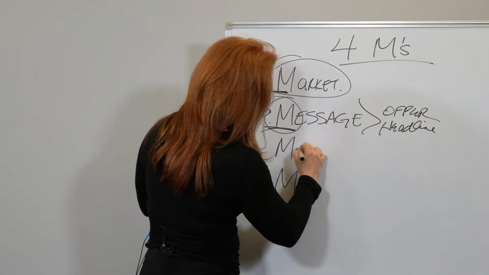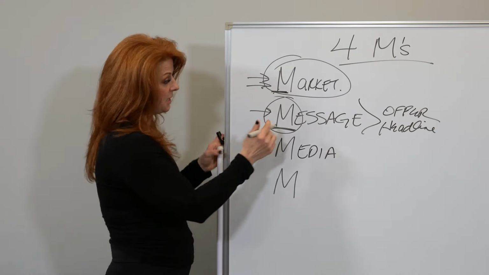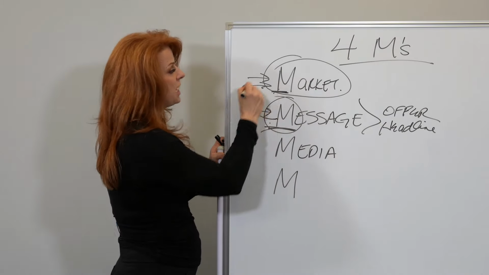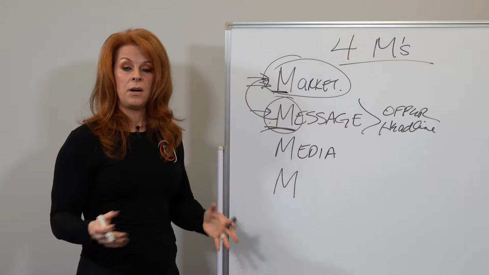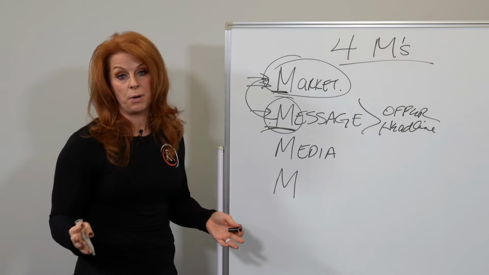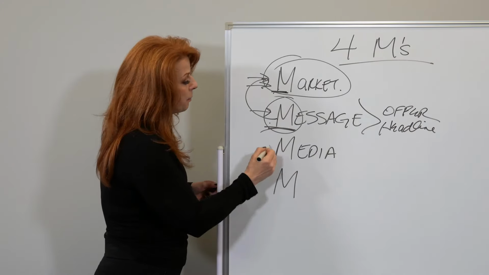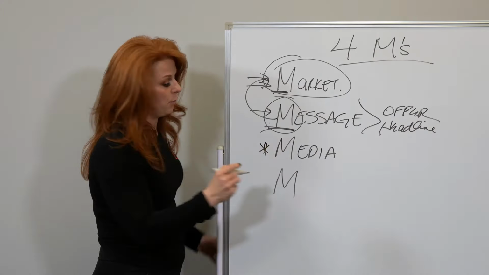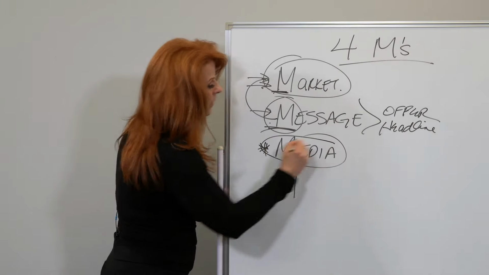The next one is going to be media, and media simply is the method in which you take your message and communicate it to your target market. So media can be an email, a website, a Facebook post. Media is a telemarketing call, a direct mail piece. It could be a trade show. And the big problem with most IT firms, when they start thinking about marketing, is this is where they think of first.